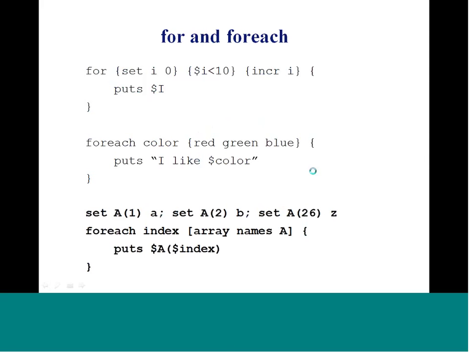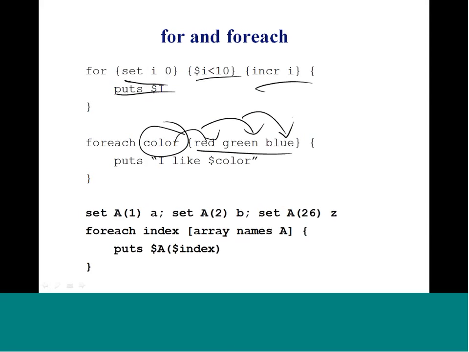Now we have for and foreach. For, usually we say set i 0, then $i less than 10, incr i, and then puts $i, whatever essentially. Then foreach uses a list as its main argument, and it uses another variable in the middle, and this variable is taken through each of the values inside the list. So foreach color red green blue, puts I like $color, so it puts I like red, I like green, I like blue, three statements.